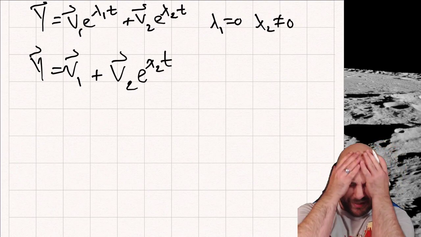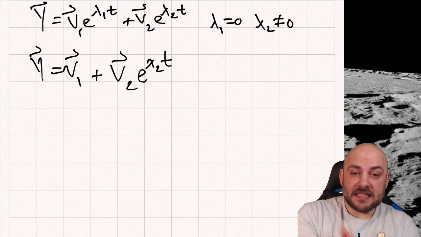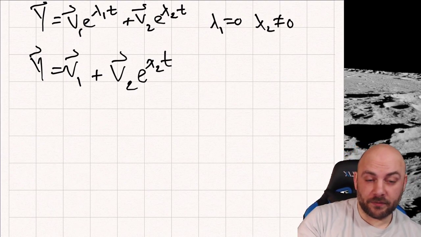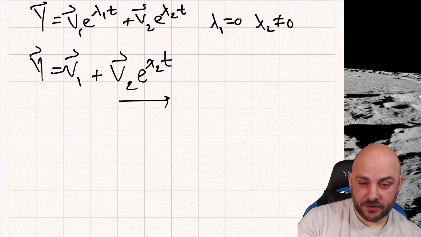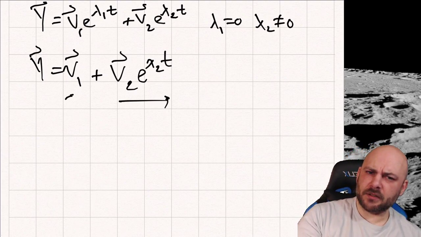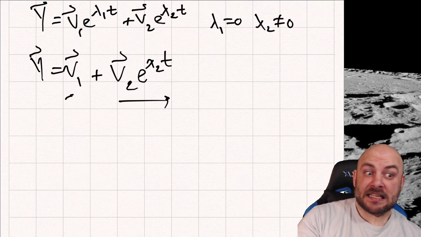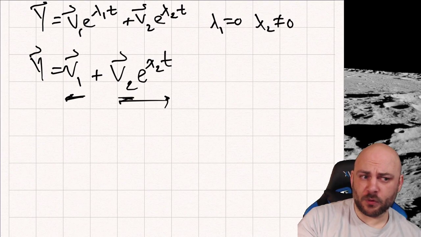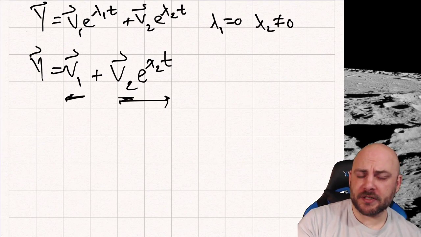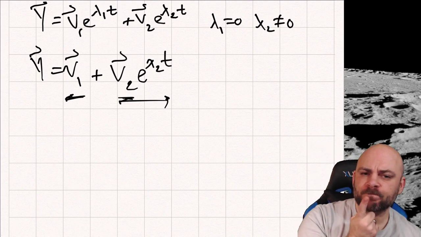Now I'd like for you for a second to imagine that lambda 2 is negative. Let t go to infinity. What's going to happen to this? This term right here vanishes, and all we're left with is this vector. Okay, let lambda 2 be positive. Then as t goes to 0, I've got this vector plus that vector, determining where I start, and then I build off from that. Interesting.